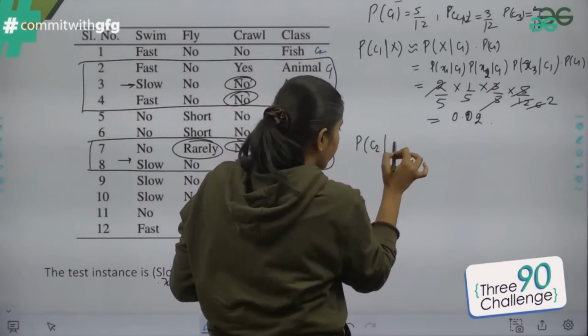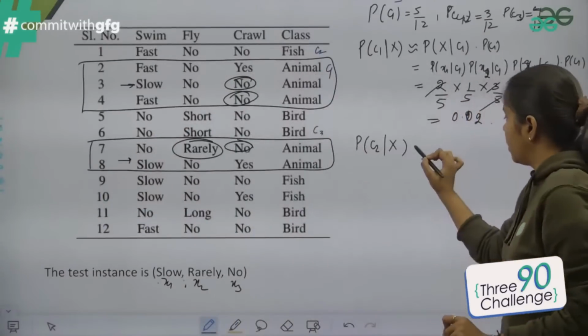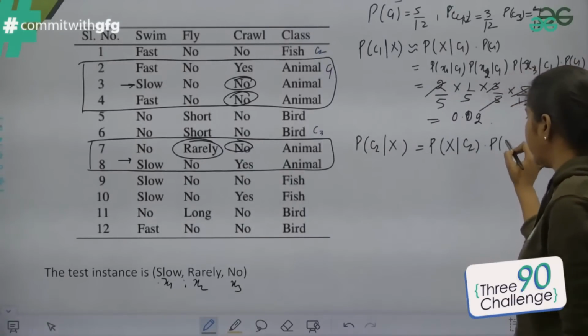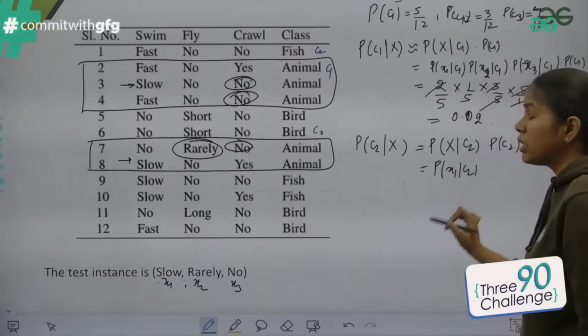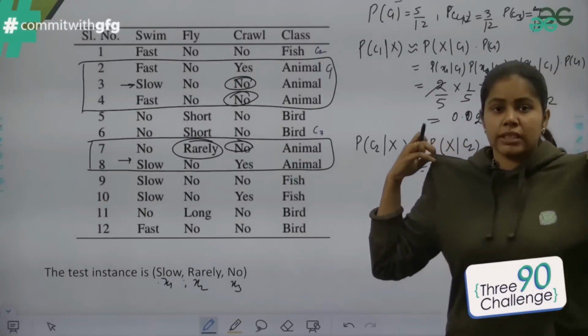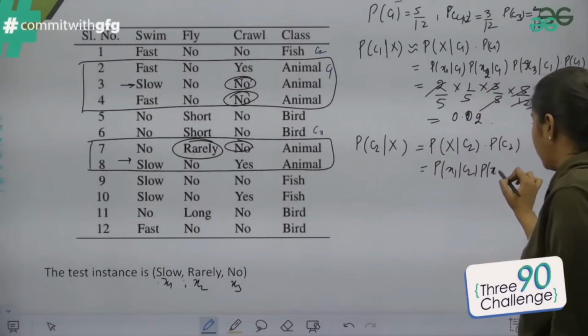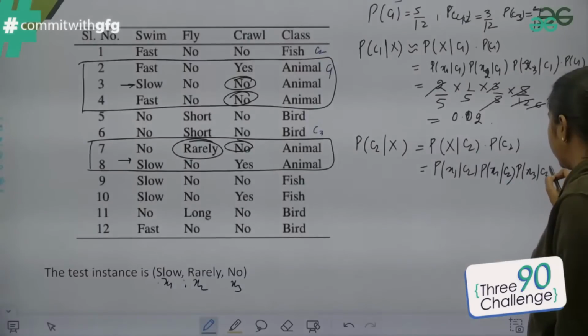Now I want to find out the probability of c2 given x. Again, same thing. Probability of c2 given x would be probability of x given c2 into probability of c2. That means probability of x1 given c2, probability of x2 given c2, probability of x3 given c2, into probability of c2, because in Bayes theorem these features are independent of each other.